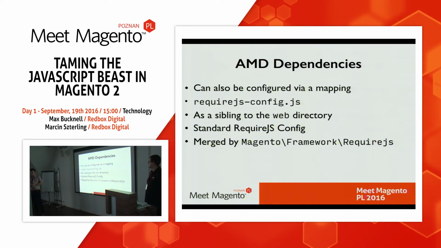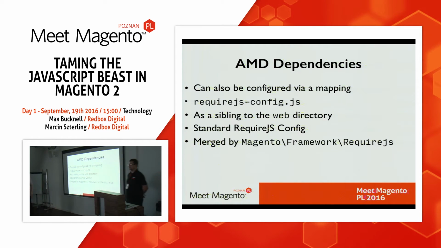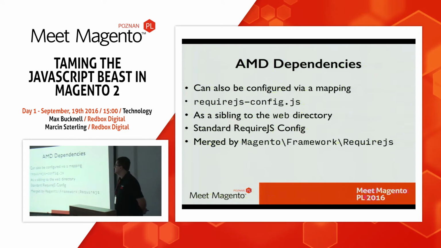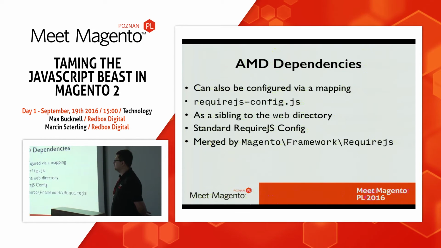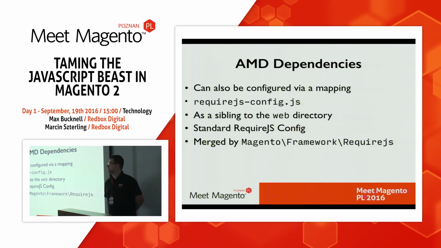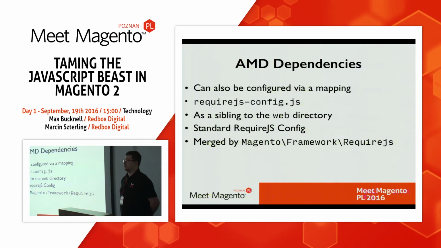There's more as well. Obviously, when we requested jQuery, it was a really short name, so there was no path or anything like that. So how does require.js actually know where to look? Magento has a really good solution for that, and it can be configured by a mapping. This is not a Magento thing, this is actually a require.js thing, and you can check the require.js documentation site to see what the config looks like.